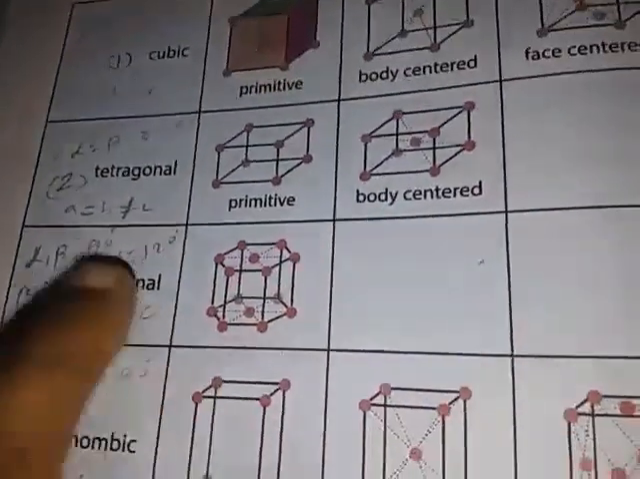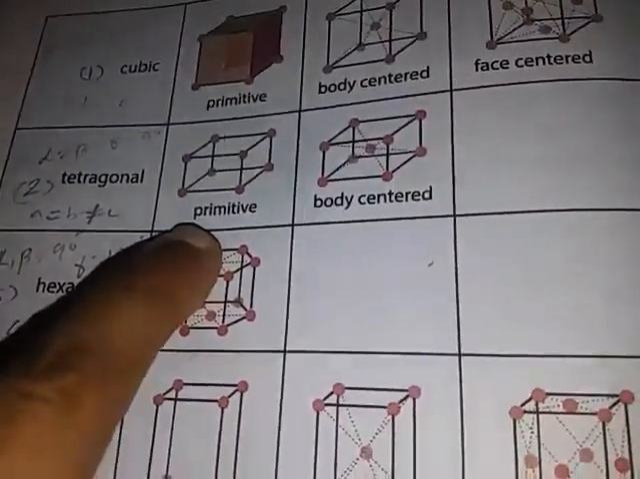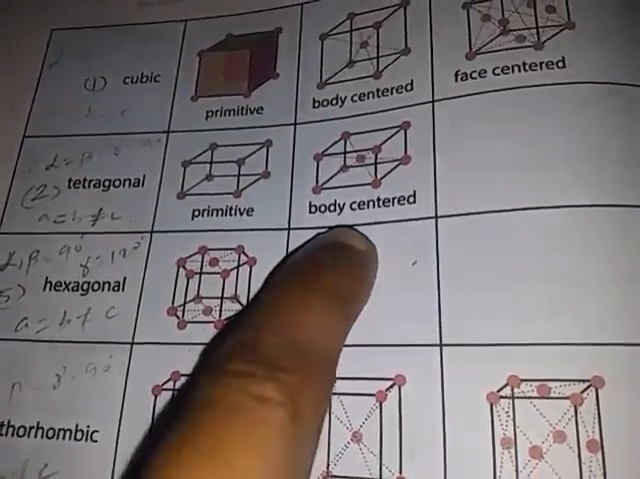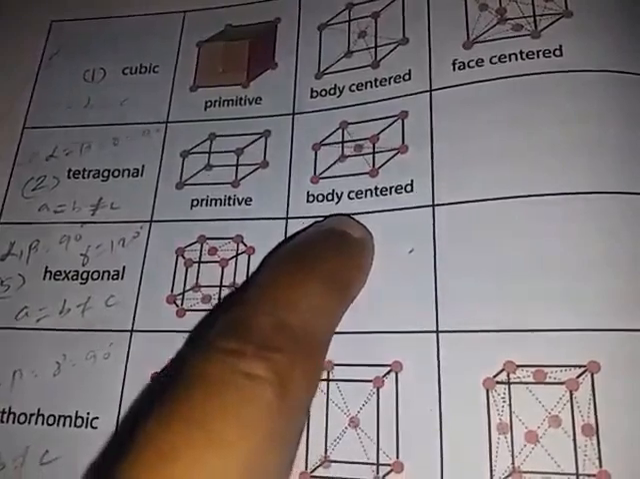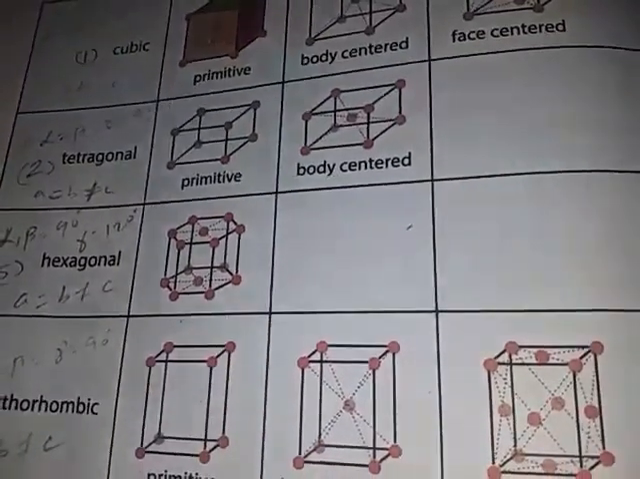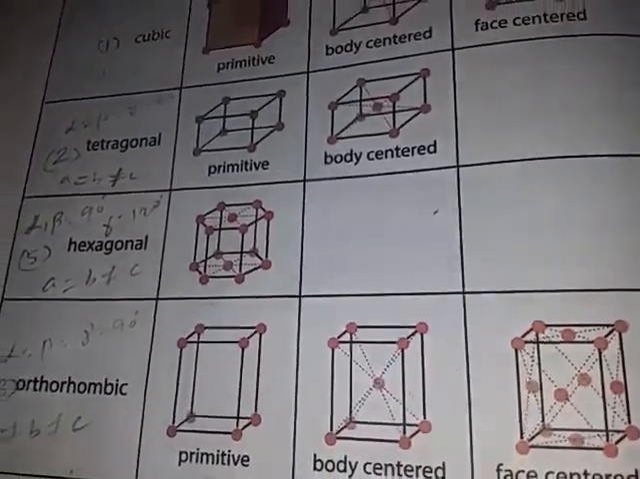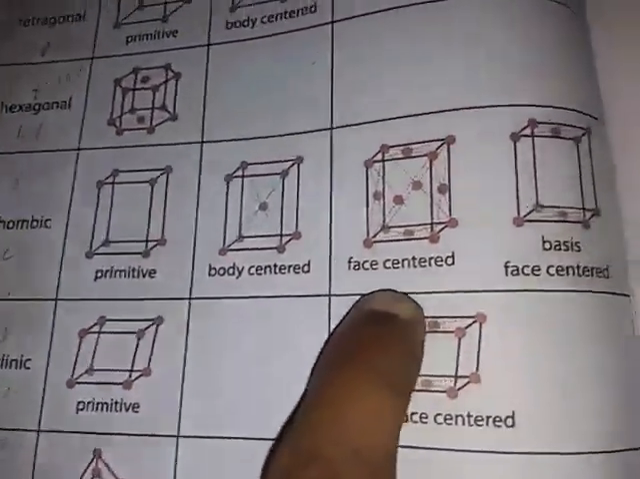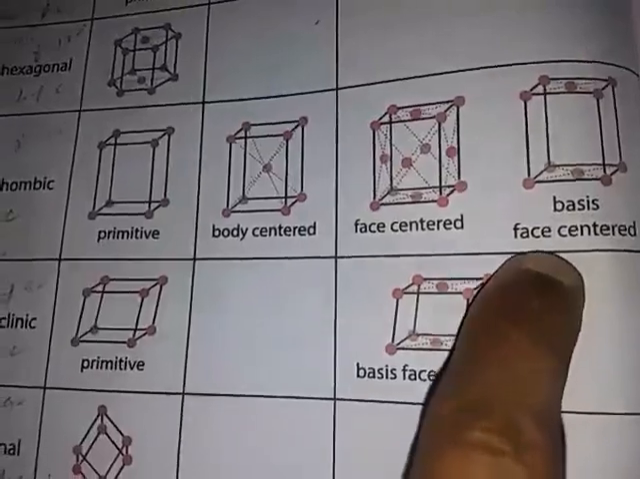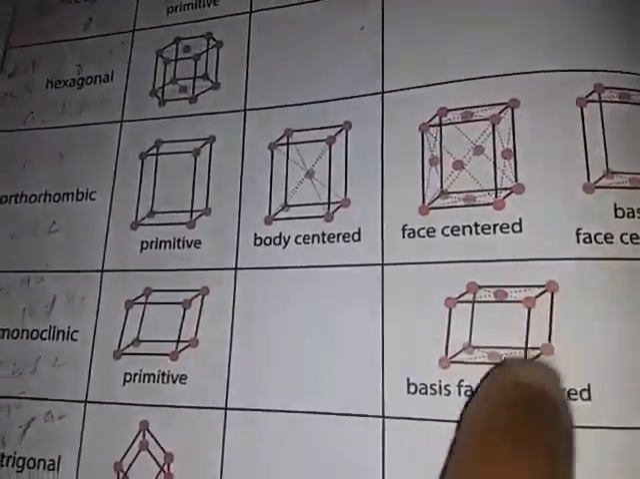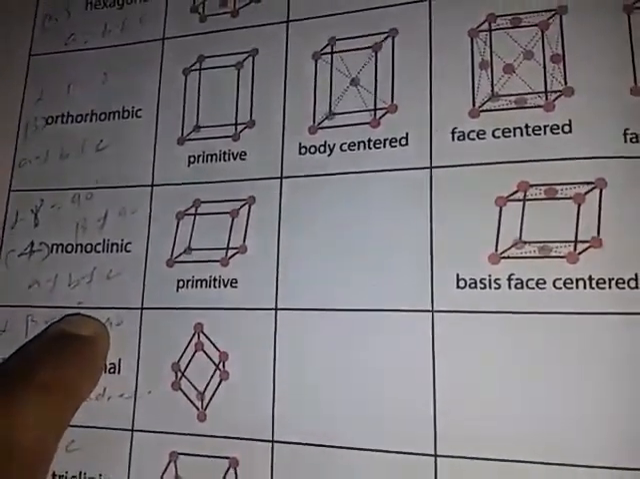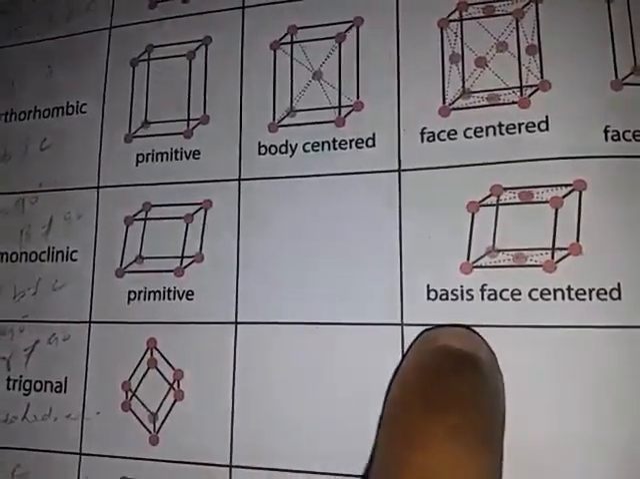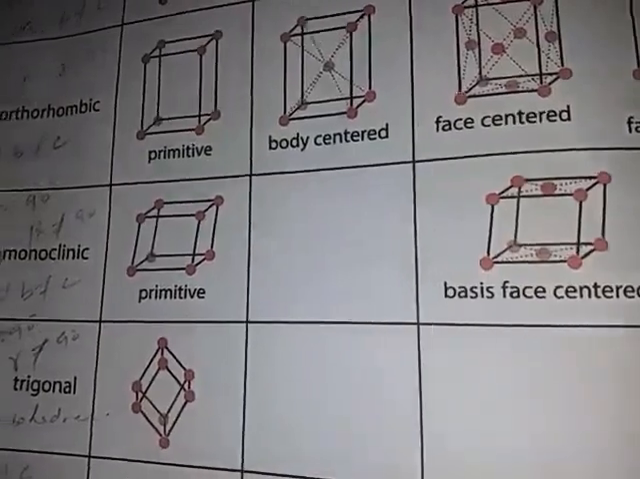And in the tetragonal unit cell, in addition to one primitive unit cell, an additional non-primitive unit cell, that is the body centered unit cell, is present. And in the orthorhombic unit cell, in addition to the primitive unit cell, it contains the body centered unit cell, face centered unit cell and base face centered unit cell. And in addition to the primitive monoclinic unit cell, it contains the base face centered unit cell.